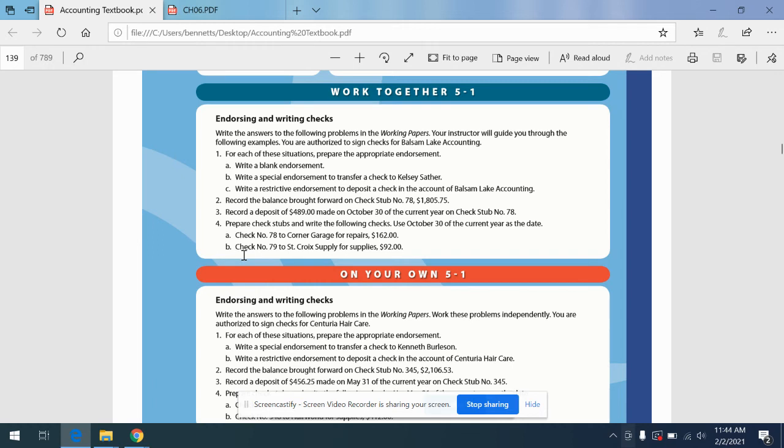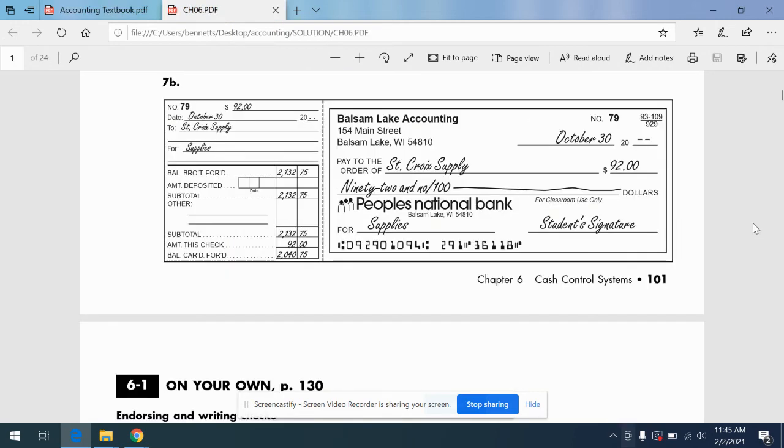Okay. Andrew Stern, can you read part B of question 4? Part B of question 4. That's St. Croix. That's an island in the Caribbean, and it happens to be an island that Mr. Bennett has been to, and I would highly recommend that you go there someday. St. Croix. It's an American territory. All right, now, can you see this check, Andrew Stern?